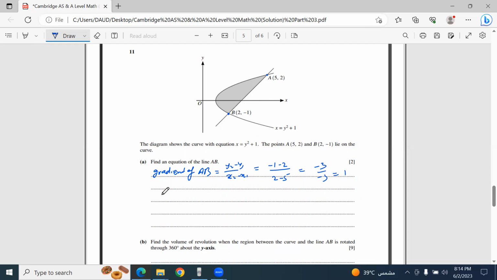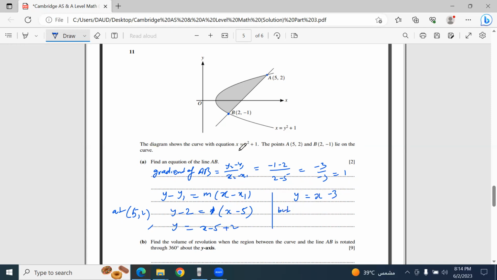That gives us 1. Remember that for the equation of the line AB, this will help you: y minus y1 equals m bracket open x minus x1. You can check at any point. At point A, let's suppose we have 5 comma 2. So y minus 2 is equal to m, which is 1, times x minus 5, which gives me y is equal to x minus 5 plus 2. The required equation is y is equal to x minus 3.